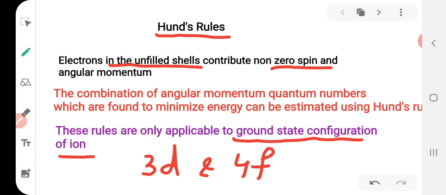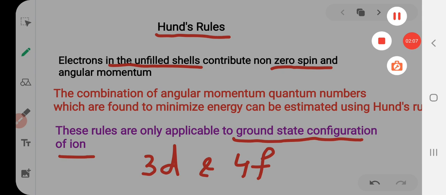And ground state configuration, as you know, it is the minimum energy level, minimum energy configuration. So Hund's rules select the angular momentum quantum numbers, that is orbital and spin angular momentum quantum numbers, are combined in such a way to minimize their energy.